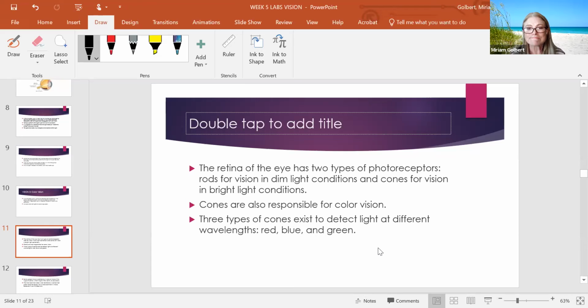So we have a test that is done. It's called the Ishihara plates, and Mr. Ishihara designed this.